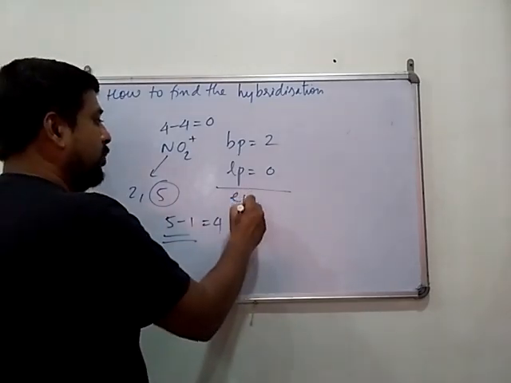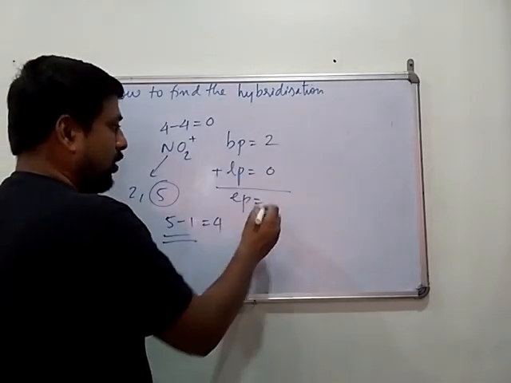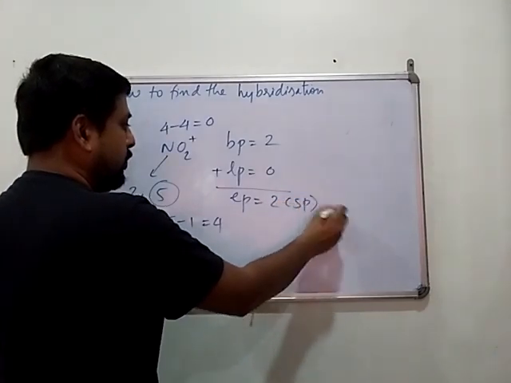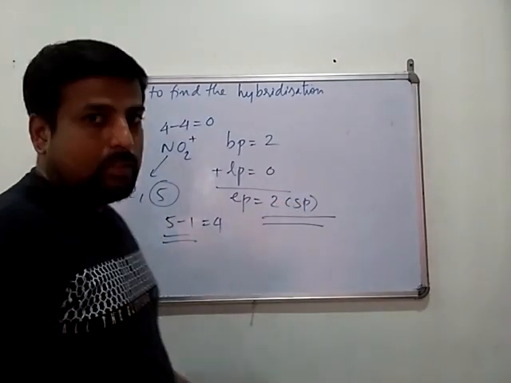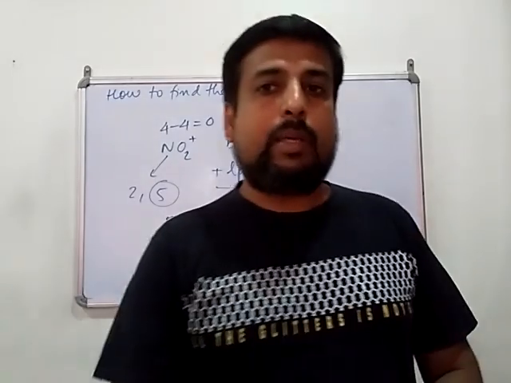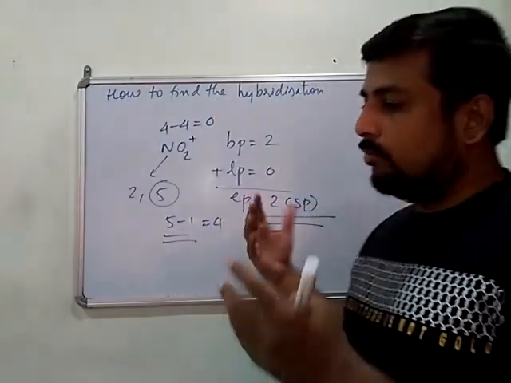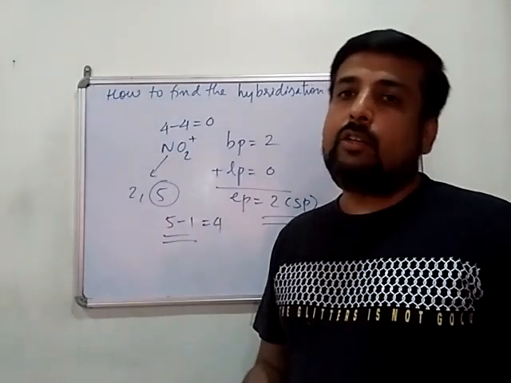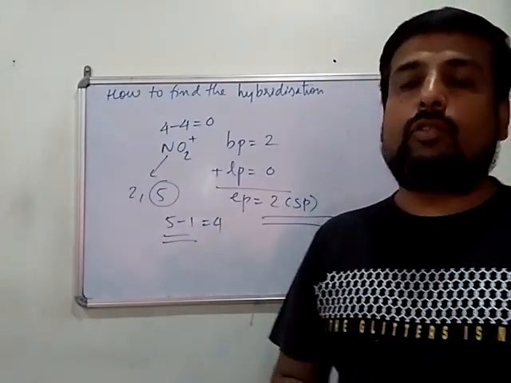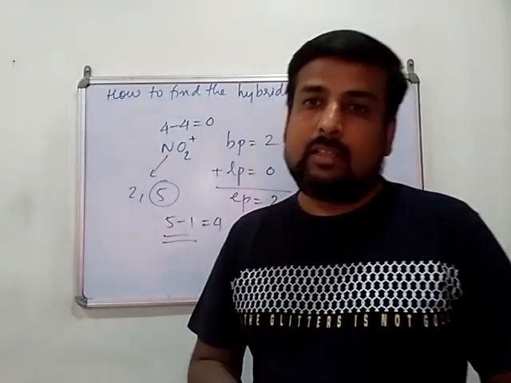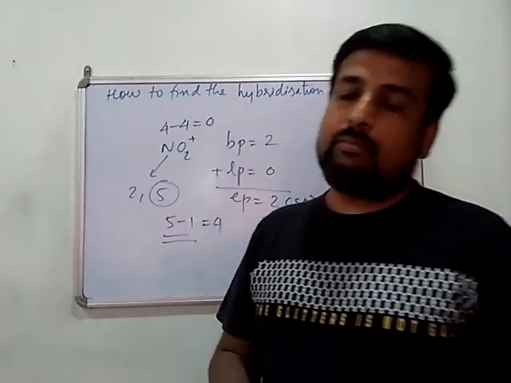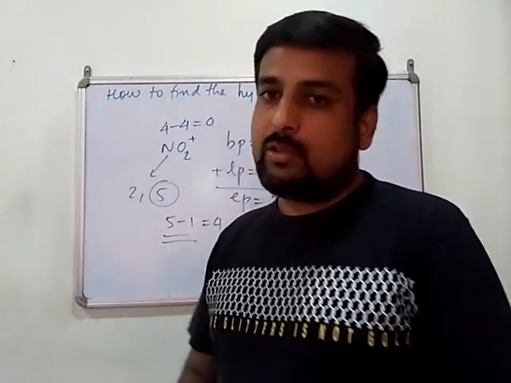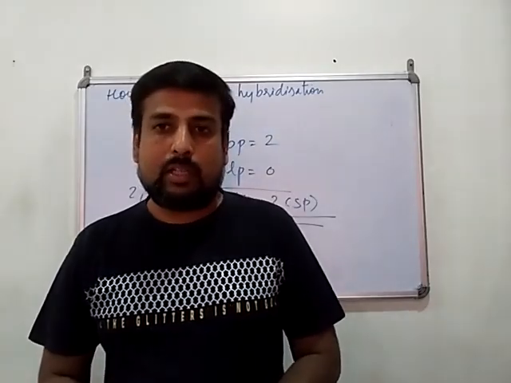So in this case, the total electron pairs are 2, so it is sp. The hybridization on the central atom is sp. So we have taken examples of a cation, an anion and a neutral molecule. In this way, you can very easily find the hybridization present in the central atom. Okay, I hope you have understood how to find the hybridization.